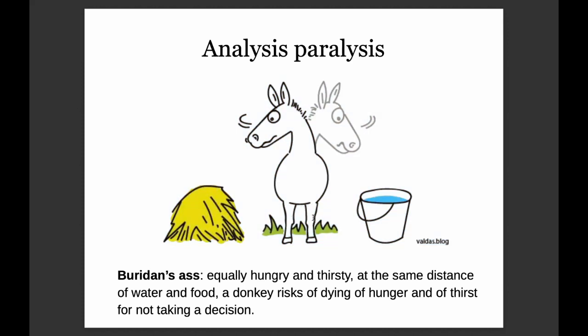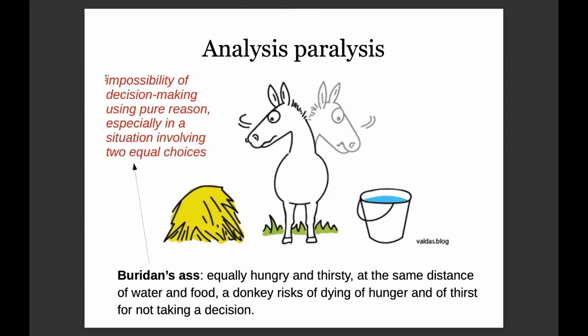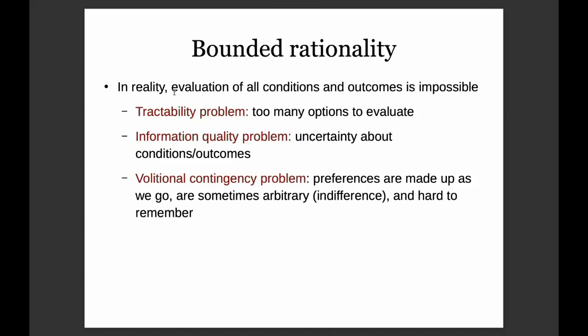So this paradox is meant to show the impossibility of decision making using pure reason, especially in the situation that involves two equal choices or almost equal choices. In reality, it is acknowledged that people don't reason in terms of ideal rationality, but in terms of bounded rationality. The evaluation of all conditions and outcomes is impossible. So, for instance, because there may be too many options to evaluate. And information quality, I mean, we are uncertain about what we know about the conditions and the outcomes that may occur. And there is also a volitional contingency problem.